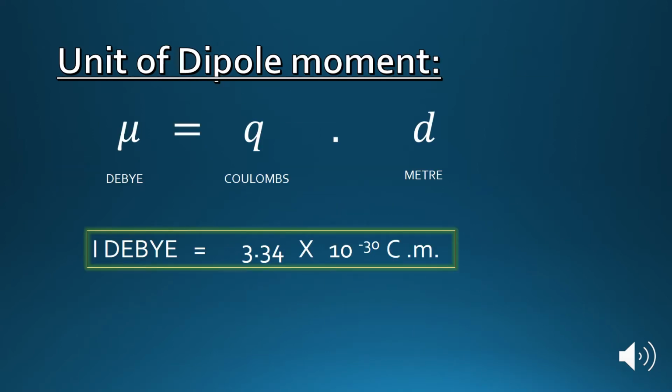So friends, what about the unit of the dipole moment? The unit of the dipole moment is Debye. As 1 Debye is equal to 3.34 into 10 raised to power minus 30 coulomb meter.